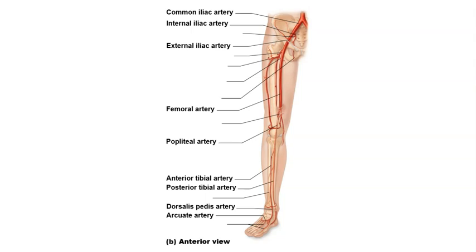Here we see the common iliac artery becoming the internal and external iliac arteries. The external iliac artery becomes the femoral artery as it passes by the femur. The femoral artery then becomes the popliteal artery as it passes behind the knee. And then from there it branches into the anterior tibial artery on the anterior side of the tibia, as well as the posterior tibial artery on the posterior side of the leg and the tibia.